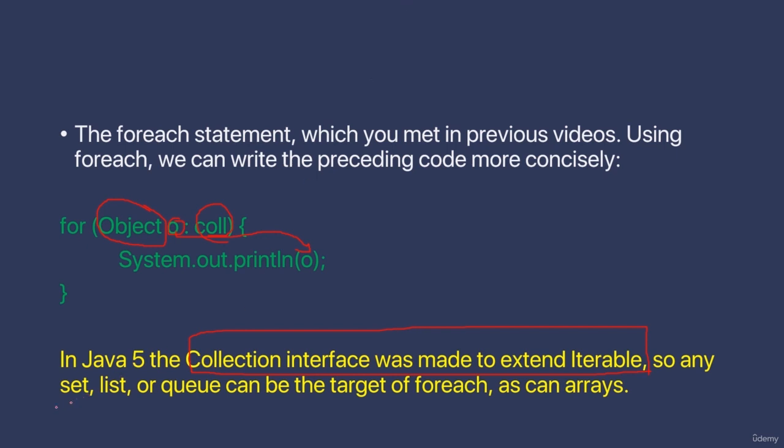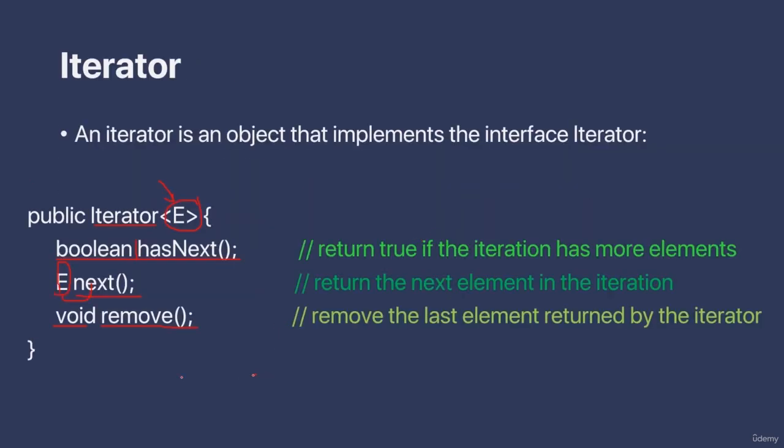Thus, any set, list, or queue can be the target of a for each loop, as can arrays. Okay, so in Java 5 and above, the collection extends iterable, and this allows us to use the for each loop with all collections. This is the for each loop, which is our purpose in learning iterable and iterator. So as a quick overview, an iterator is an object that implements the interface Iterator, and we have learned the Iterator interface. This is the interface. You can write it down.